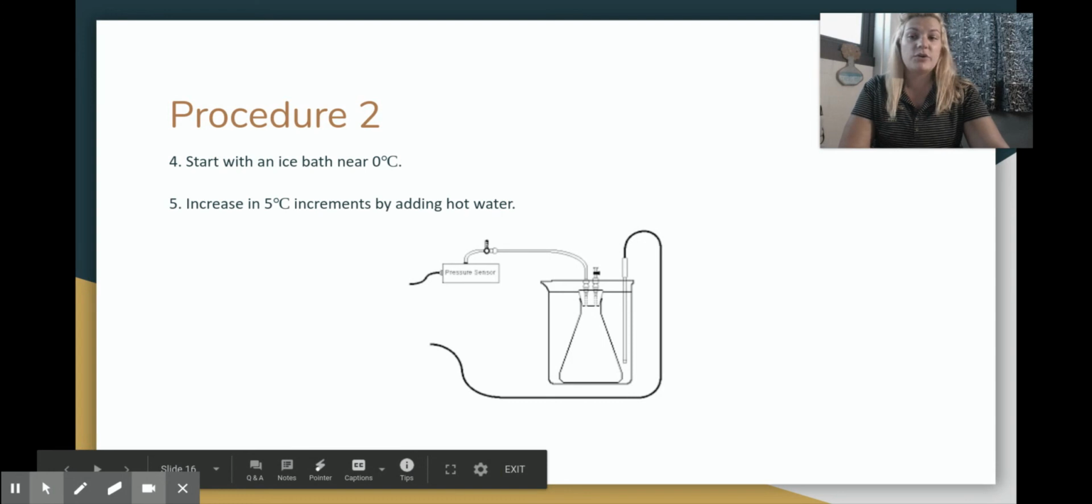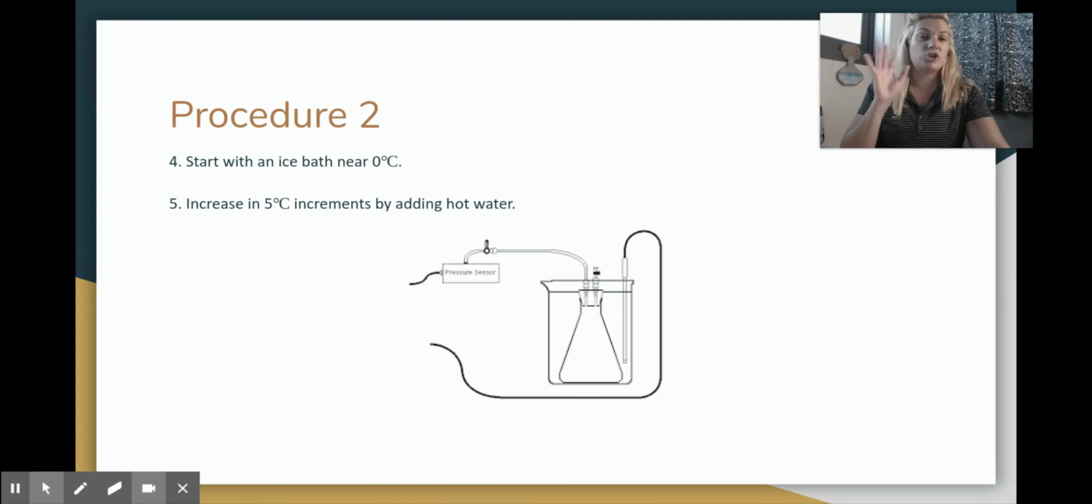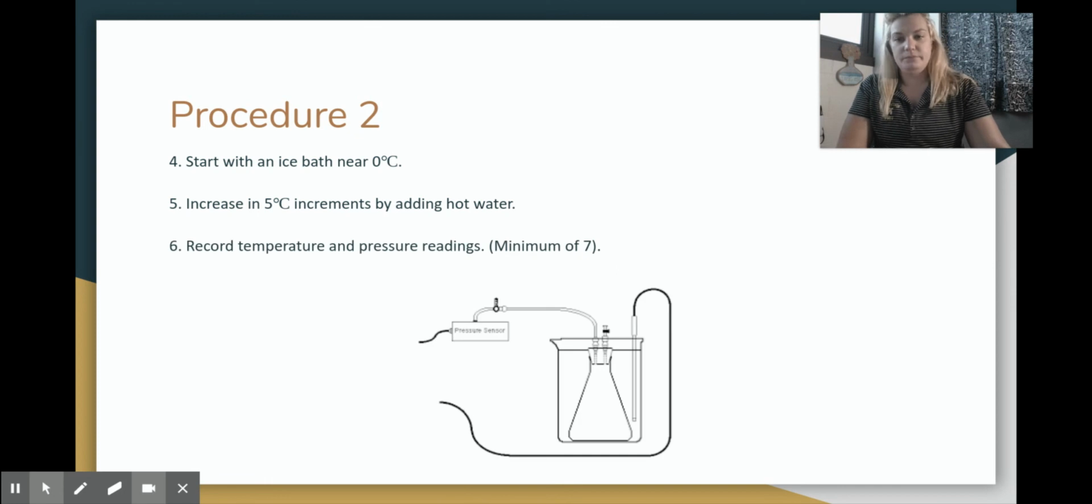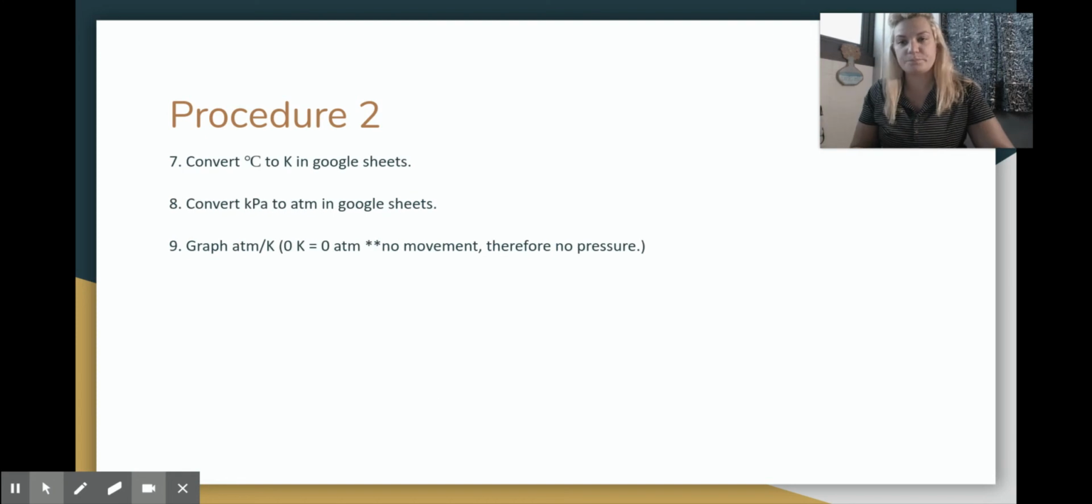And then the next thing we're going to do is increase the temperature by trying around 5 degrees Celsius by adding the hot water that we are warming up on the hot plate. Sometimes I can do 5 degrees, sometimes I can't. It just depends on how good everything's working for me. And then we're going to record temperature and pressure readings. And again, a minimum of 7. However, I find that the temperature and pressure lab works better data-wise if we collect more data. So once I get into the lab to do this, we'll see how many I'm actually going to take.